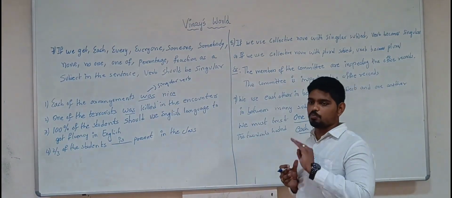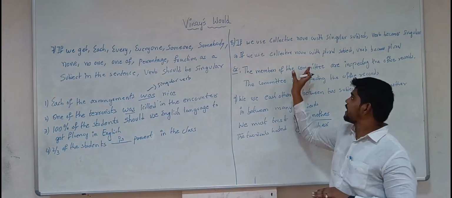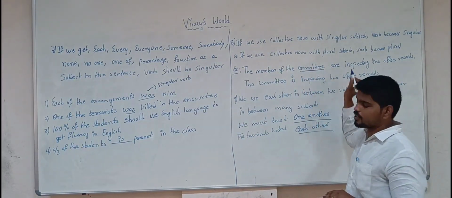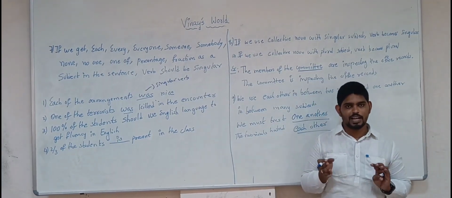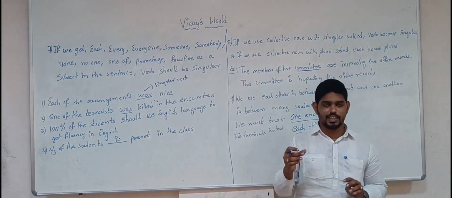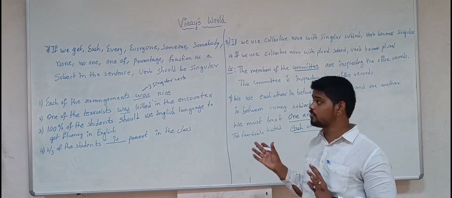Next, if we use collective noun with singular subject, verb becomes singular. If we use a collective noun with a plural subject, verb becomes plural. Let's take collective noun like committee. What is collective noun means? Group of person, animal or thing of same kind, that comes under like group, gang, flock of sheep. Like that you can take it as a collective noun.